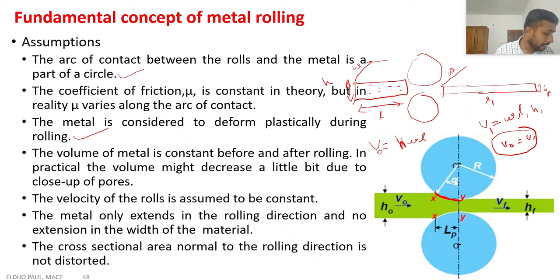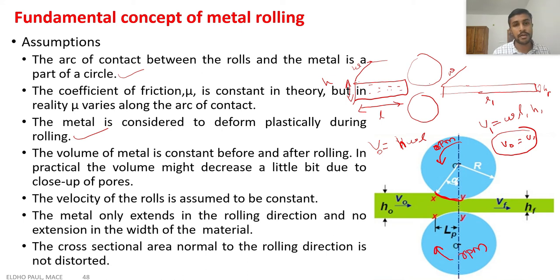Then the next one is that the velocity of the roller is assumed to be constant during the rolling process. The roller is rotating at a particular RPM. But when rolling is proceeding, because of the friction, there may be some variation in the RPM of the roller. It may be due to some play between the connecting members during power transmission, or due to the friction between the workpiece and roller. But throughout the analysis, we consider the RPM of the roller to be constant.